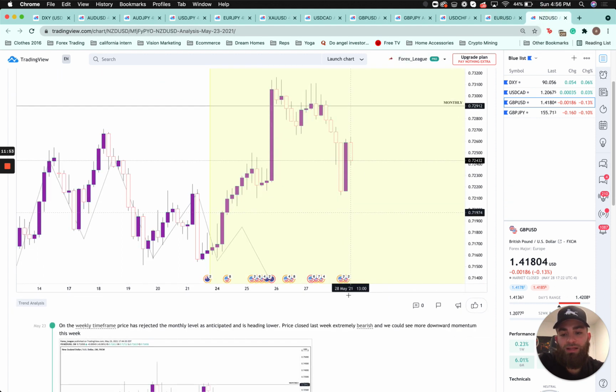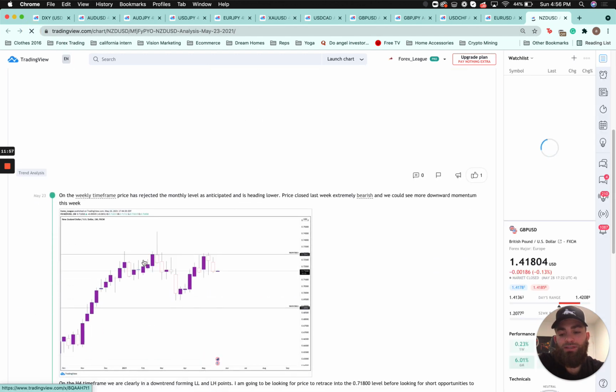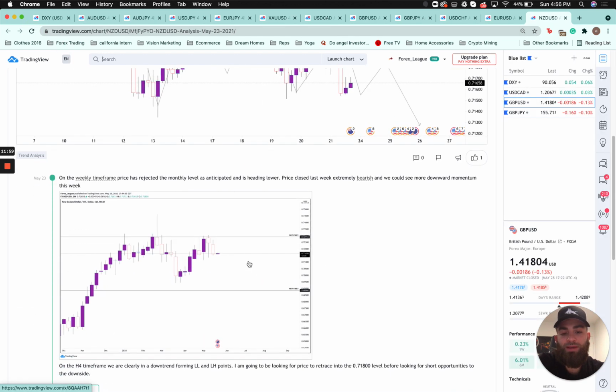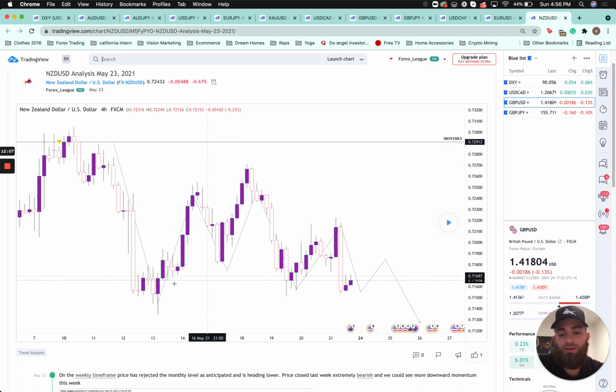Let's go last but not least to NZD USD. This one I was anticipating more of a reversal going into the week than had shown. I was bearish overall. We had rejected the weekly level pretty nicely, and then down to the 4 hour, price was in a bearish trend, so I was looking for that next lower high before going short.